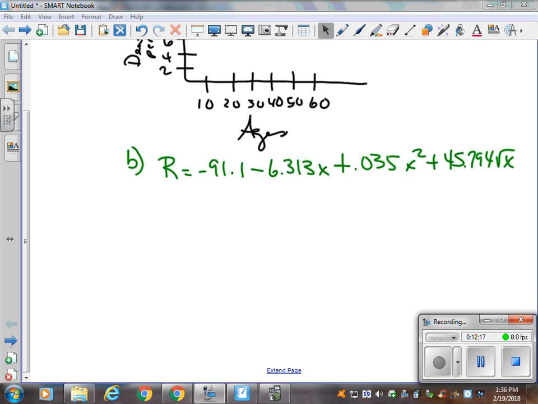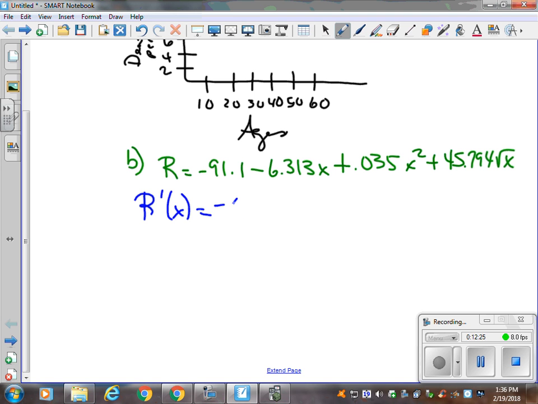So we go through and we make the derivative formula. R prime of x is equal to, well, guess what? Constant drops away. The linear drops x, so those two were easy. The 2 comes out in front and makes it 0.07, don't it? If you double 35, it'll be 70, and then put the decimal back in correctly. Is that right?